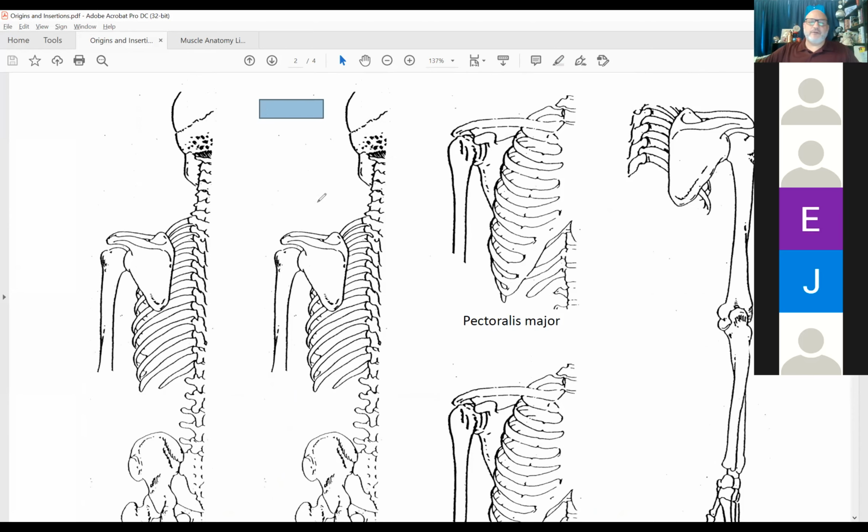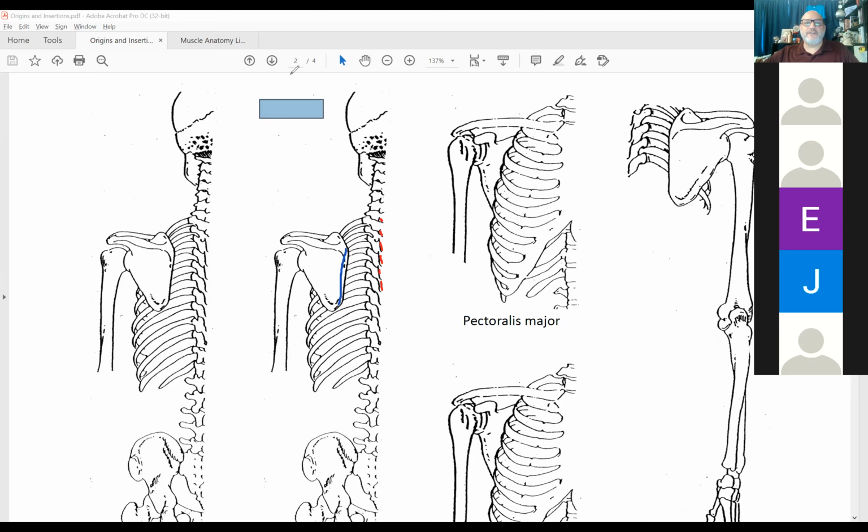So collectively for the rhomboids, what is the origin? Spinous processes of C7 to T5. Okay, C7, T1, T2, T3, T4, and T5. Excellent. And what is its insertion? Posterior medial border of the scapula.